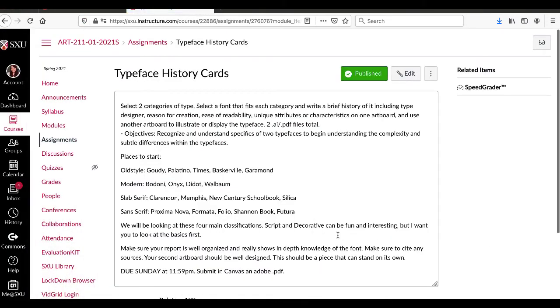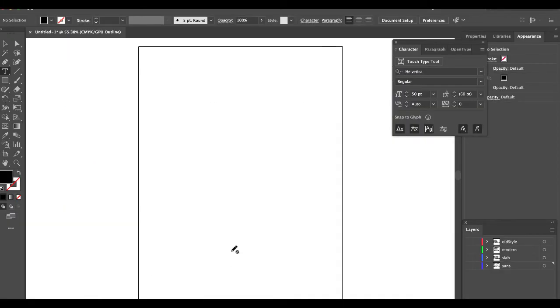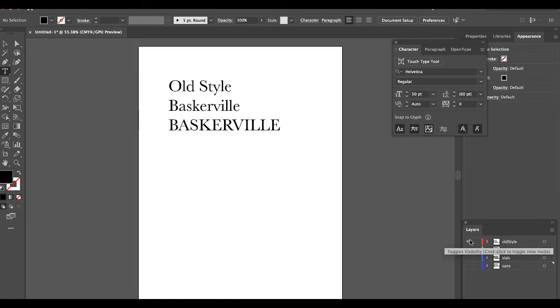All right, and then we're going to get into our assignment. But before we do, I want to talk about the 4 classifications. I have 6, but we're going to use 4 for your assignment. But, okay, so old style. Here's an example of old style. I've done all of these where I just start with the name of the classification, an example of a font that is part of that classification in lowercase and in uppercase, so you can see the difference.